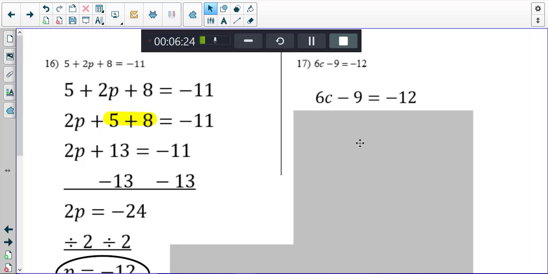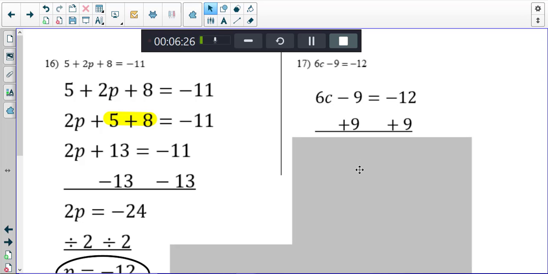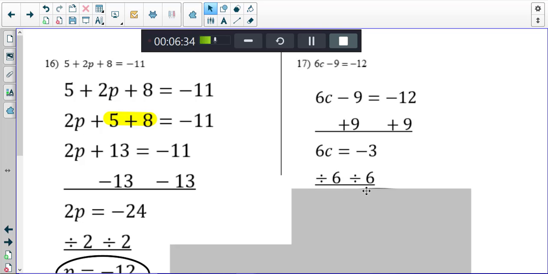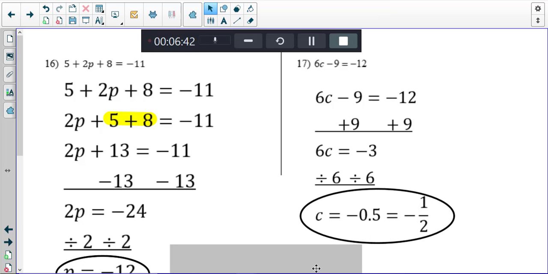So the inverse of subtracting by 9 is to add 9 to both sides. Negative 12 plus 9 is negative 3. So we get 6c equals negative 3. Divide both sides by 6, so you're doing negative 3 divided by 6. Your calculator's probably going to get you negative 0.5 in this case. And negative 0.5 is the same as negative 1/2.